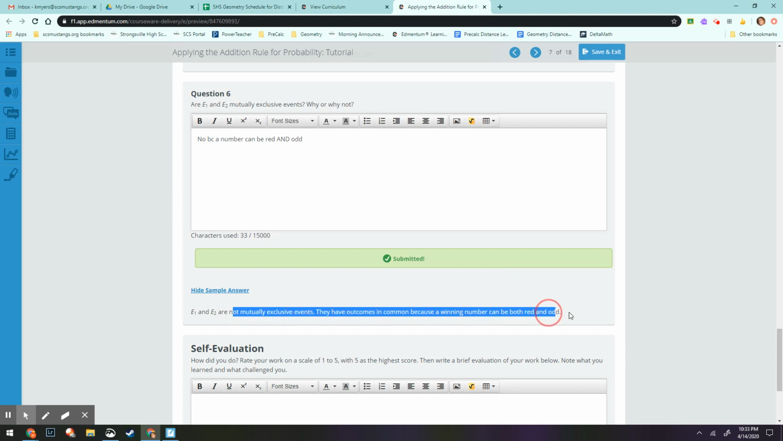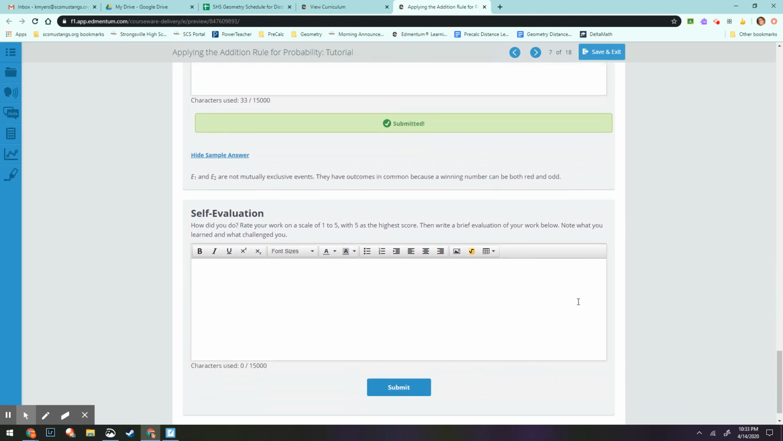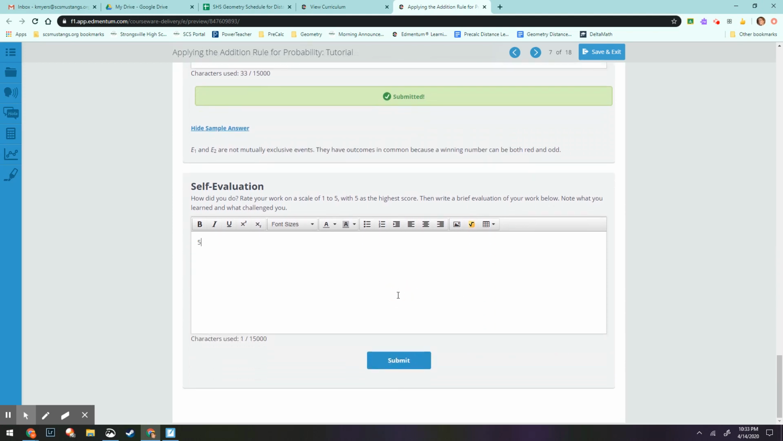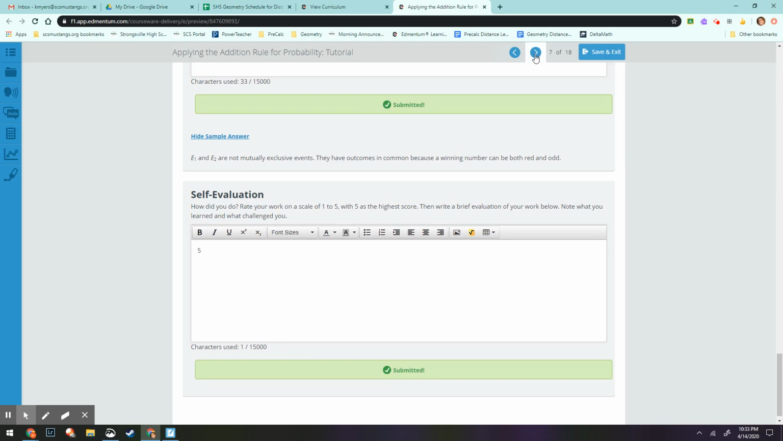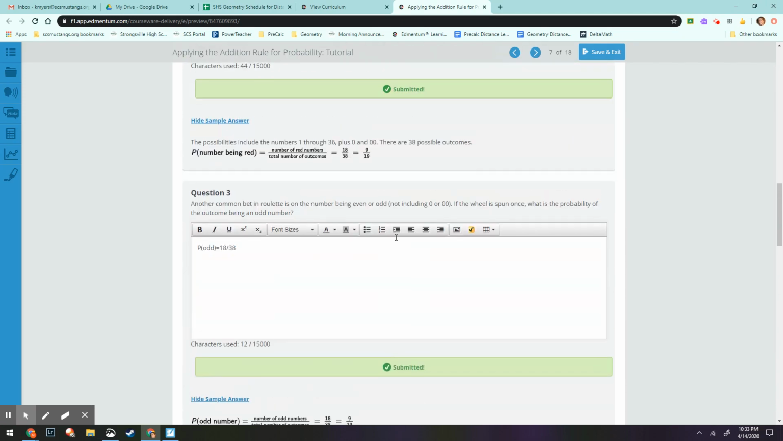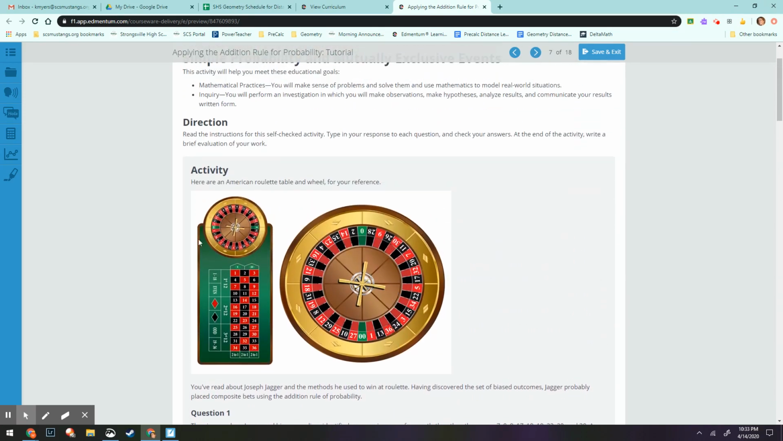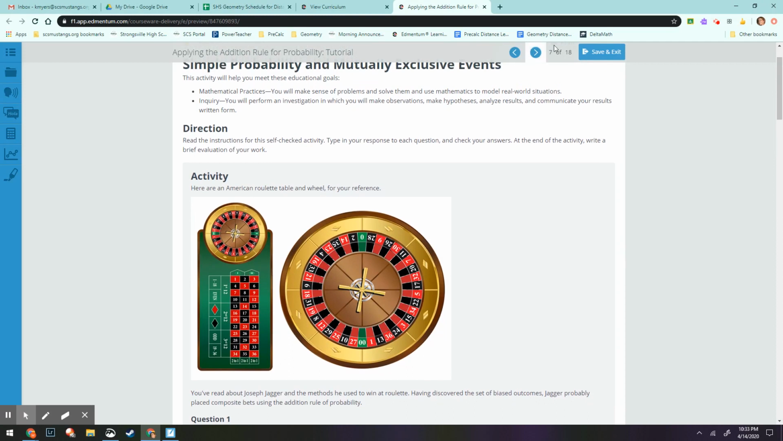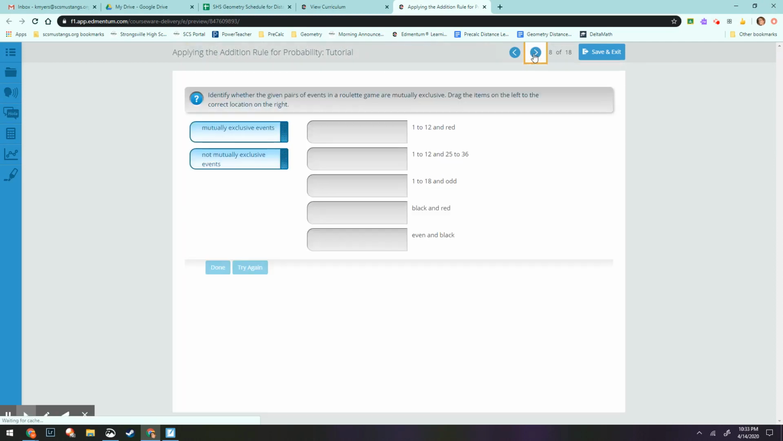And that's what it says right here, not mutually exclusive, because it could be both. Self-evaluation, give yourself a 5, a high five, and let's move on. Okay, so that's the first one. And even if you don't know anything about roulette, it's really just counting up possibilities on the board and on the wheel. Next, we have to figure out, are they mutually exclusive using that same wheel?